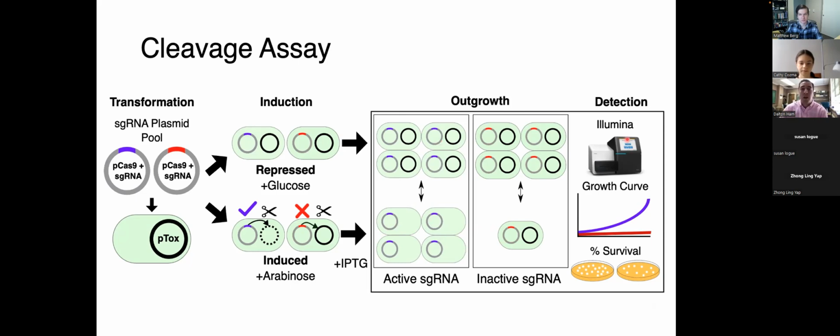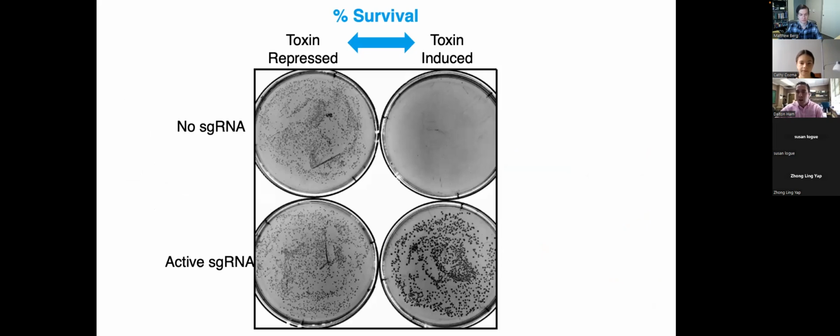The outcome can be read with Illumina, by growth curves, or by percent survival. This is an example of what the outcome of the assay looks like. In the top row, we have a no guide condition. The first plasmid has Cas9, but no guide targeting PTOX. When we put this plasmid into the strain, we see that when PTOX is never turned on, so the toxin is repressed, on the left plate here, we get many colonies. But when we turn the toxin on, because there's been no cleavage, PTOX is present, and the cells will not grow.